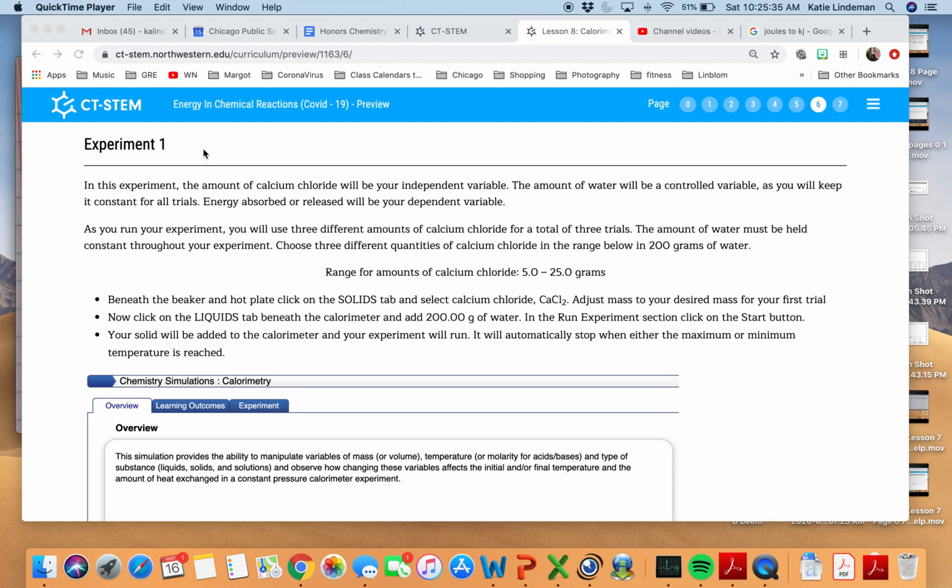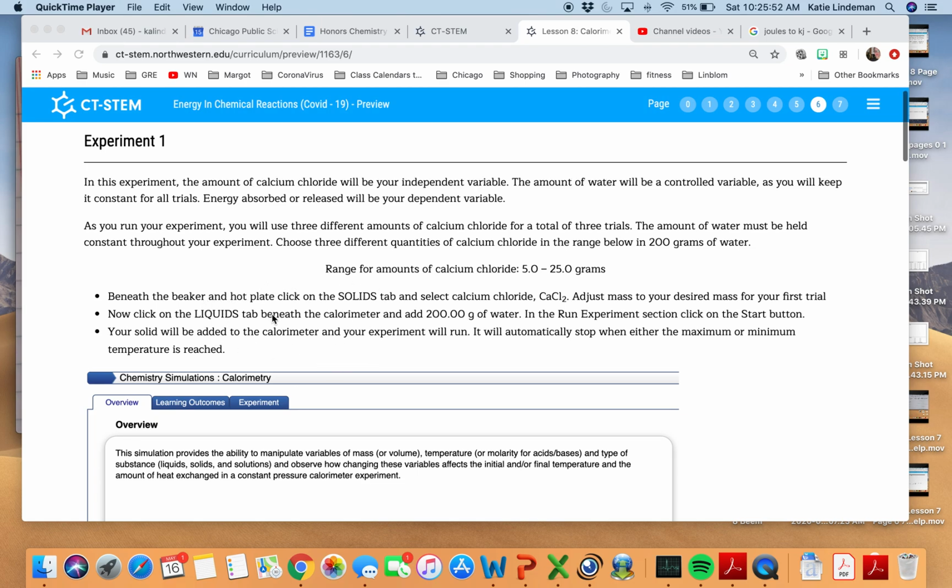The amount of water must be held constant throughout your experiment. Choose 3 different quantities of calcium chloride in the range below for 200 grams of water. Okay, so here's our range of calcium chloride. So we need to pick 3 different values here. We have instructions for the actual simulation here.